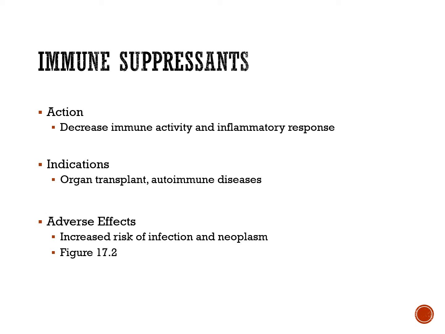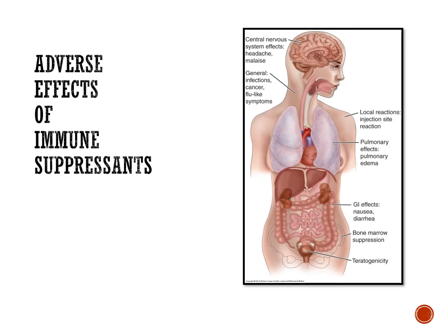Immune suppressants, these decrease immune activity and inflammatory response. We use them for organ transplant, autoimmune diseases. There's an increased risk of infection and neoplasm. There's that figure that we were talking about back there.